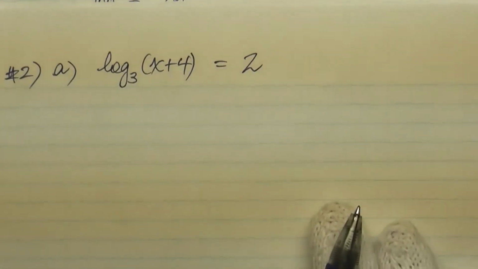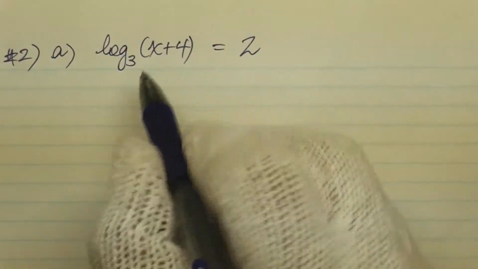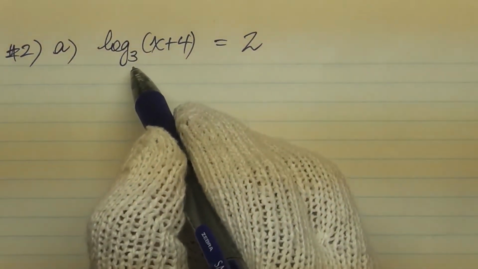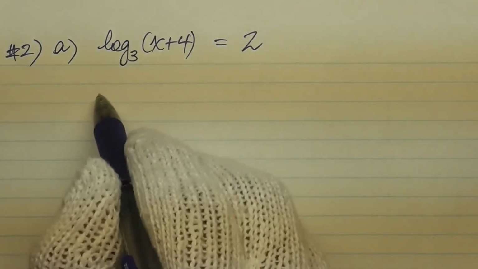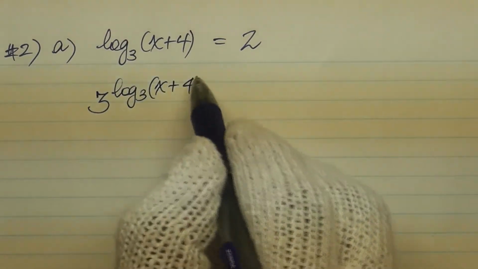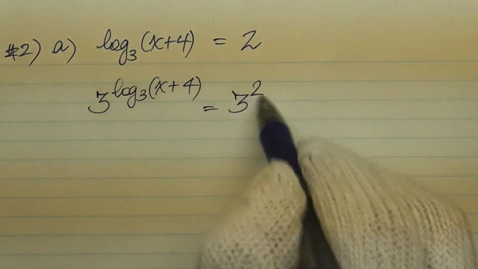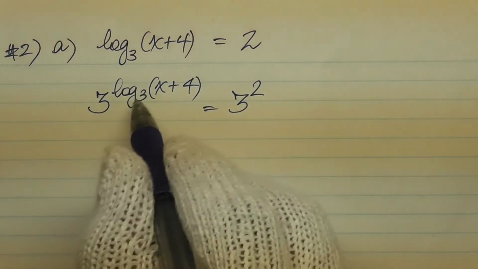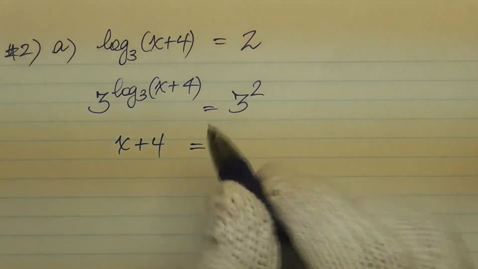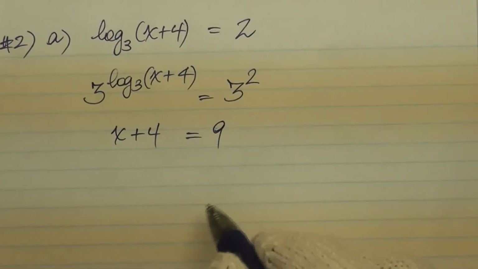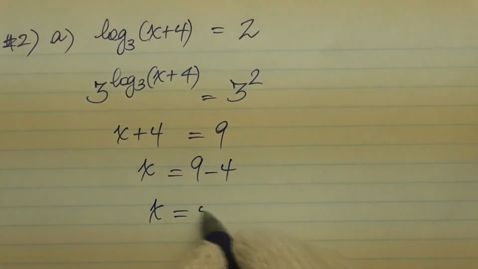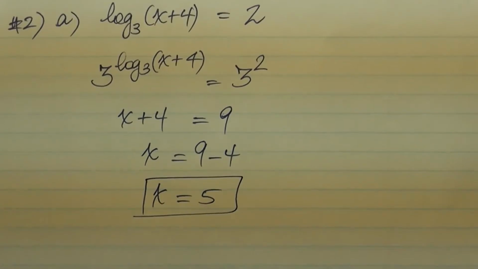Alright, 2a. Log base 3 of x plus 4 equals 2. See that base of the log there? So we're going to raise both sides to base 3. Now that these match up, we're left with x plus 4 equals 3 squared, which is 9. So x is 9 minus 4, which is 5.